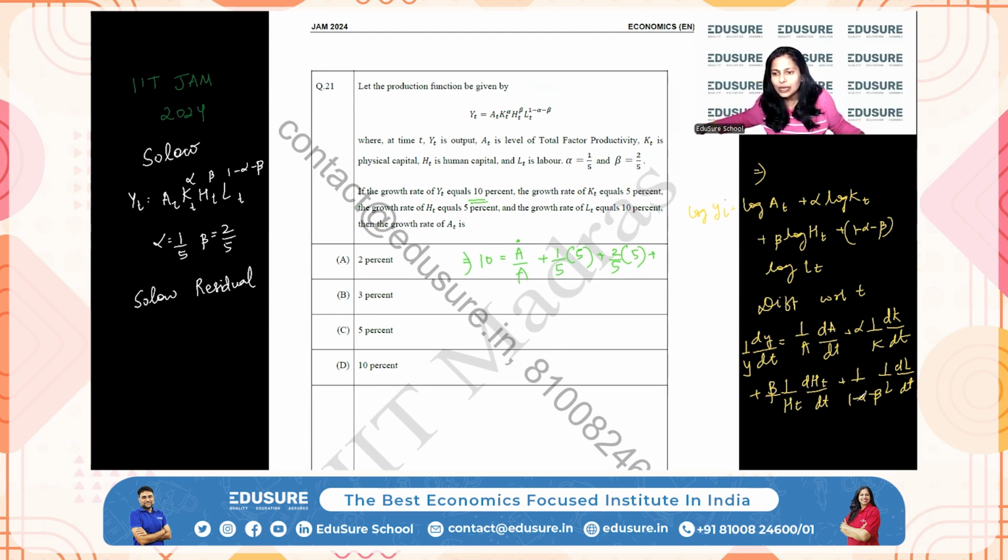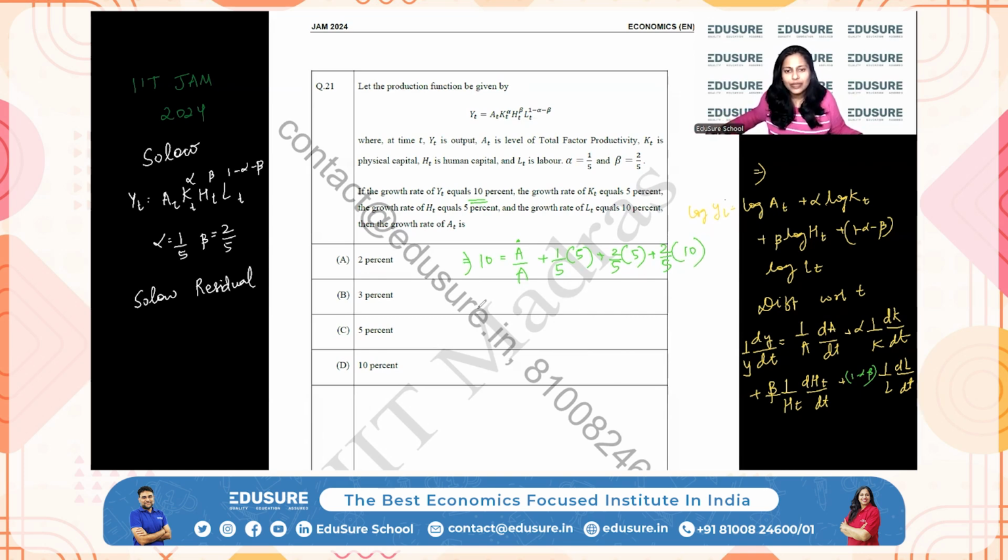And then 1 minus alpha minus beta. So this is going to be 1 minus 1 by 5 minus 2 by 5. So 1 minus 3 by 5, so another 2 by 5 here, times dL by dt, which is the rate of growth of labor, which is also 10%.